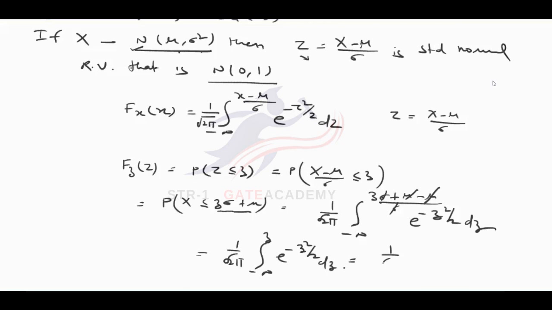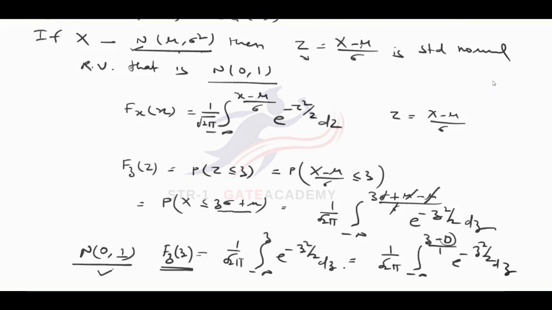This expression I rewrite as minus infinity to z, minus 0 upon 1, dz. 0 denotes the mu value, 1 denotes the sigma value. This represents a Gaussian pulse having mu equals 0 and sigma equals 1. If mu is 0, it means a standard normalized, standard Gaussian pulse.